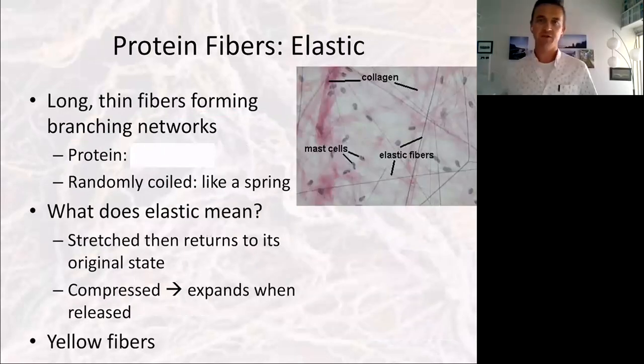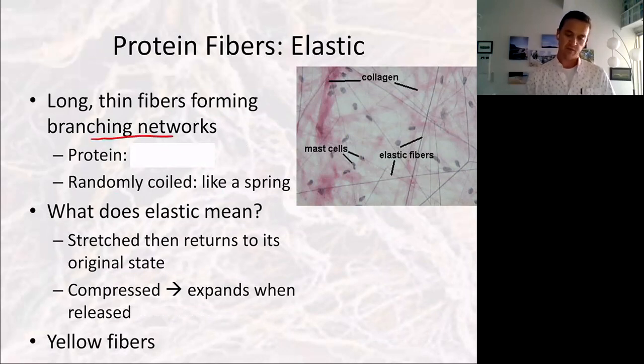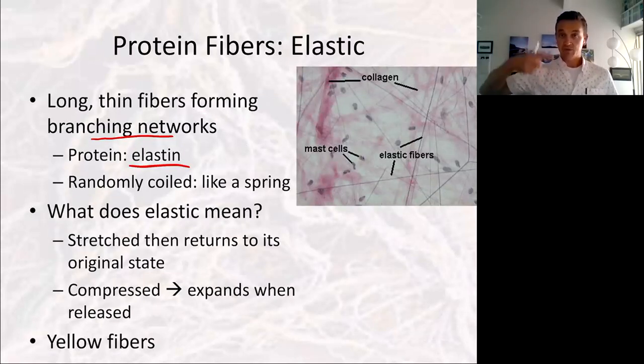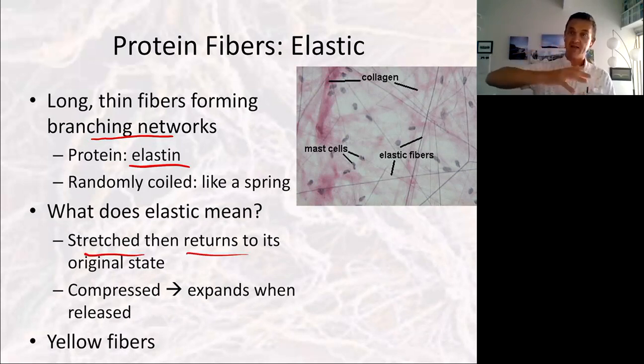Fiber number two are called the elastic fibers. These elastic fibers are long, thin fibers forming branching networks. The main protein inside is elastin instead of collagen. These are coiled up like a spring in a random fashion, so that when we stretch them, they bounce back. They can be stretched and then return to their original state. We can also smash them down, and then they expand back out when we release that pressure. These are known as the yellow fibers.